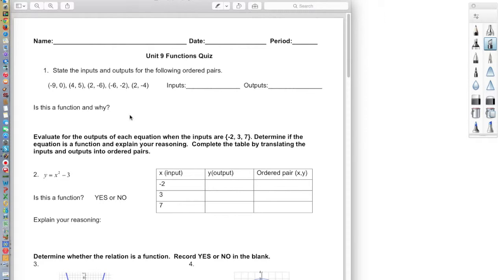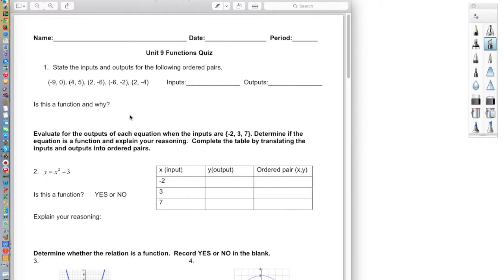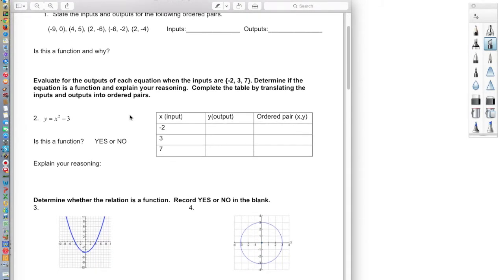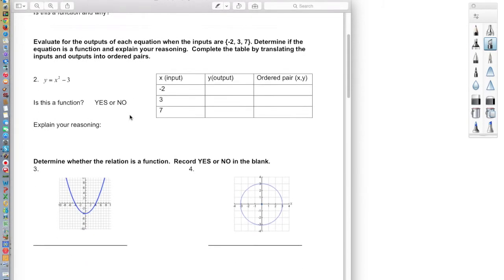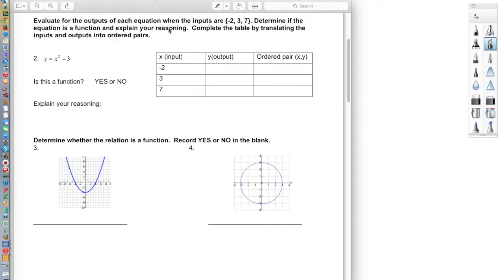And is this a function and why? You may want to look at your notes to test out the data to see whether or not it's a function. And please explain why briefly. The second part, evaluate the outputs for each of the equations. Evaluate the outputs of each equation when the inputs are -2, 3, and 7.